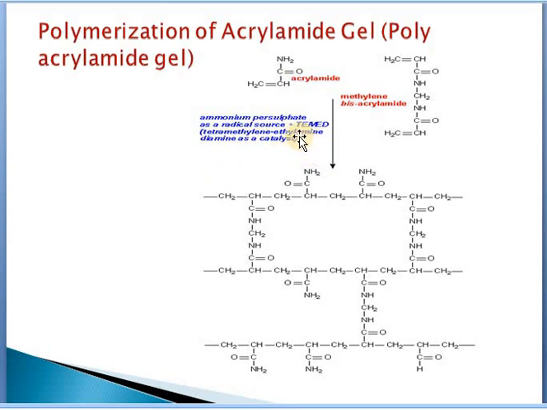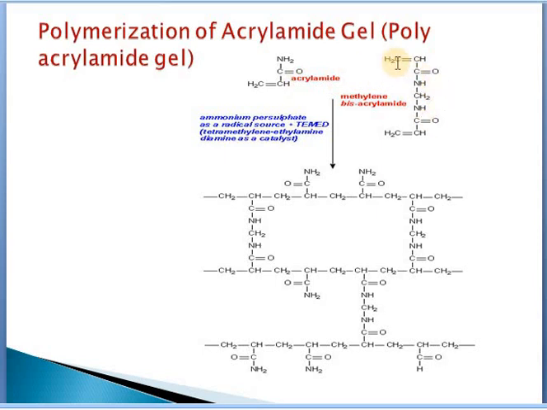Free radicals are generated in the presence of ammonium persulfate and a catalyst, tetramethylethylenediamine. This polyacrylamide gel will be in a sheet-like arrangement. But for the separation of proteins, we need a cross-linked gel, just like a fishing net. That cross-linking in the gel will be made by using another cross-linking agent called N,N'-methylene bisacrylamide. That means two acrylamide units joined through a methylene bridge.